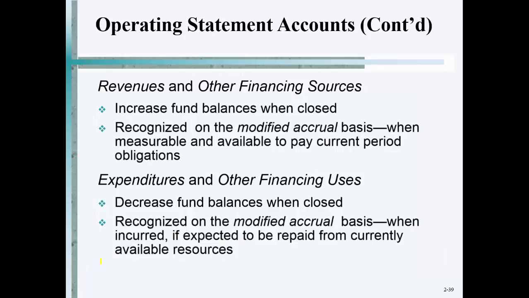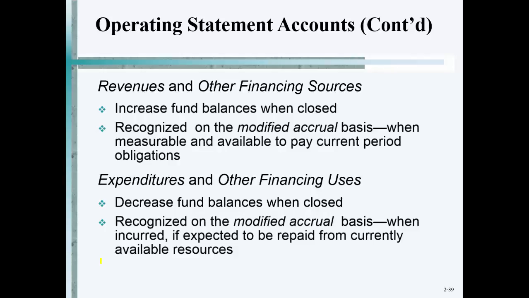And then the other takeaway is, and this is maybe one of the more important takeaways from this whole class, is how revenues, expenditures, other financing sources and uses affect fund balance. Fund balance is like what? Retained earnings. Fund balance is like retained earnings. Therefore, revenues do what to fund balance? Increase it. Good. Expenditures do what to fund balance? Decrease it, right? Okay, good.